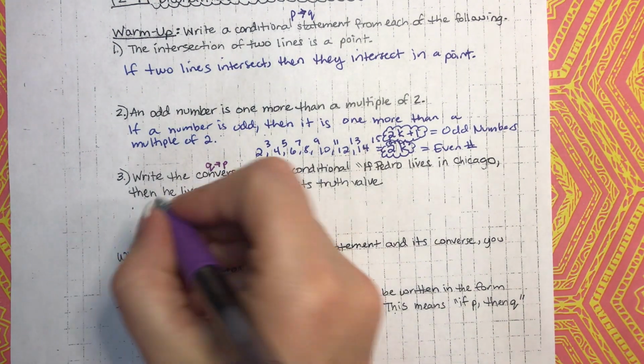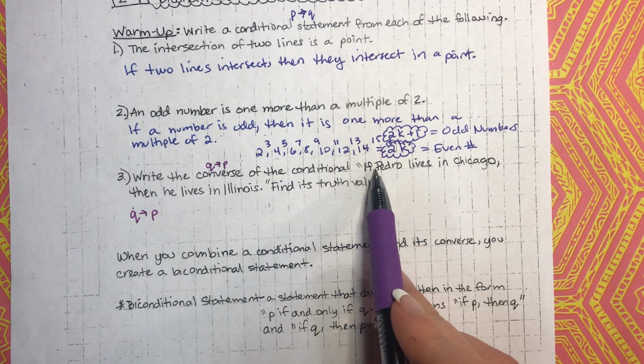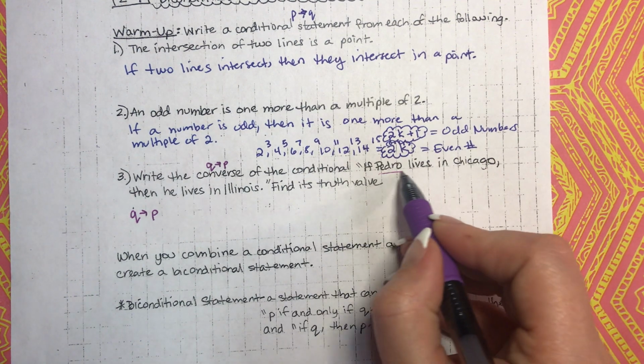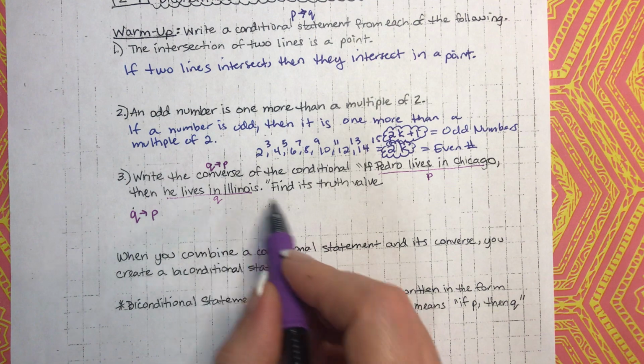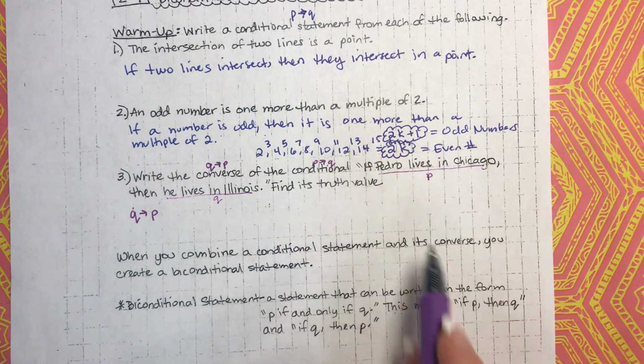So the converse, or Q to P, would be, if this is a conditional, if Pedro lives in Chicago, then he lives in Illinois. So this is our P, and this is our Q, because it's telling us that it's a conditional, and the conditional is always P to Q, right?